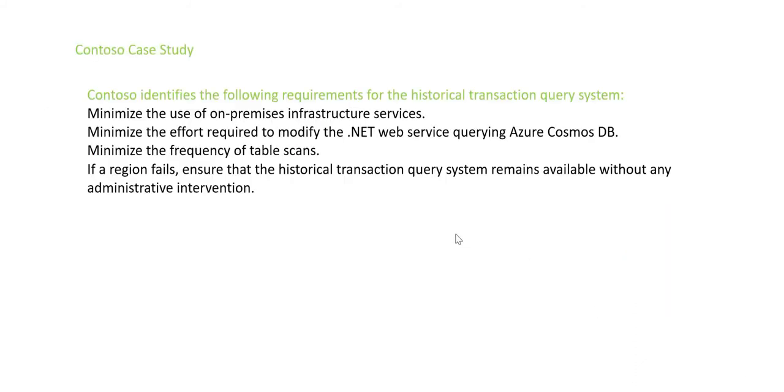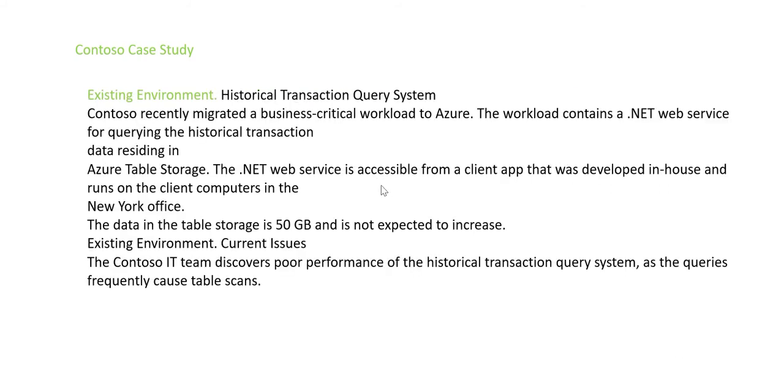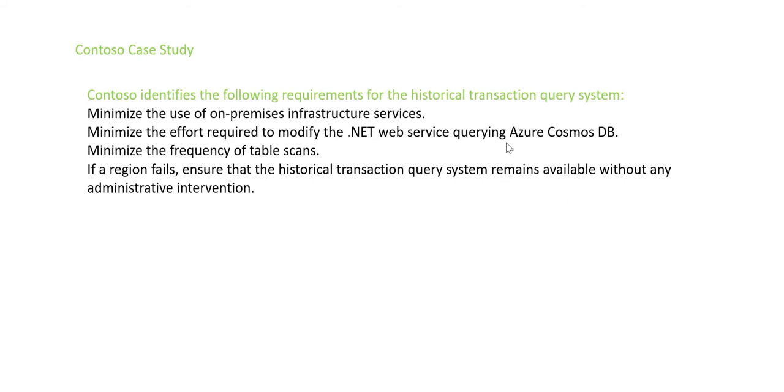This is where it talks about historical transaction query system. And this section also talks about historical transaction query system, which is the existing environment. So if you see this section, it says the data in the table storage is 50 GB and not expected to increase. That means a fixed table will work. And the tables, they have frequent table scan issues. It is currently on Azure table storage, which is JSON structure, not relational structure. And that is moving to Azure Cosmos DB.